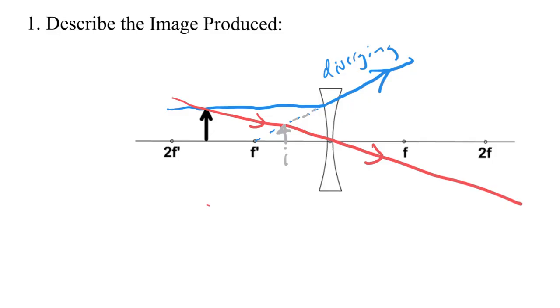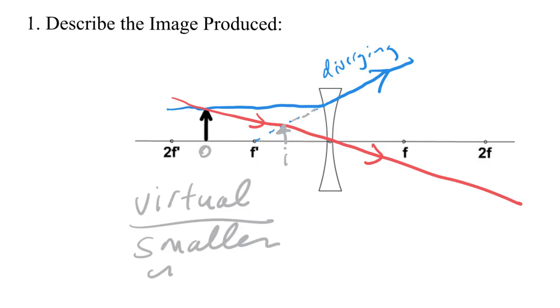So the image is, now, for lenses, if the object's on the same side as the image, it is virtual. You cannot capture that image on a screen. It has to be on the other side from the object to be capturable on a screen. So virtual, because the rays didn't really intersect on the right side of the lens. It's smaller and it's upright. All upright images are virtual.